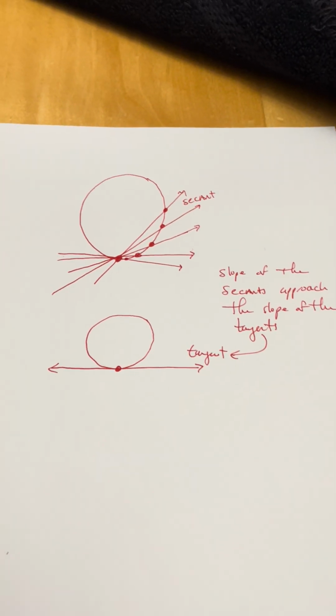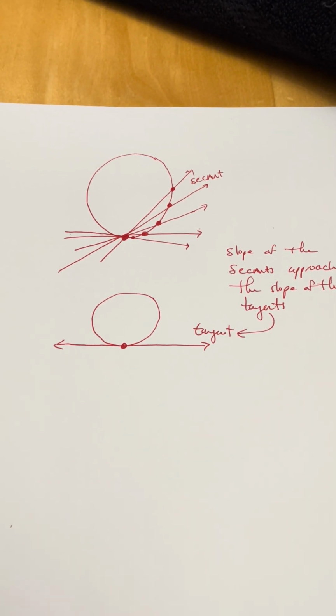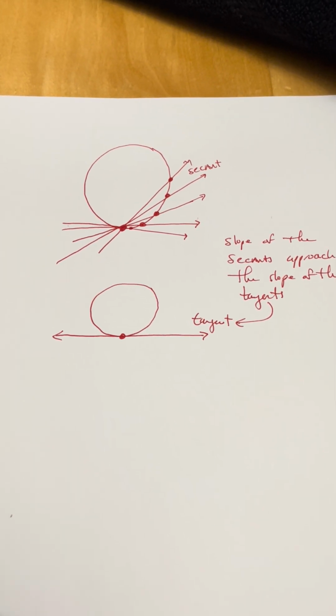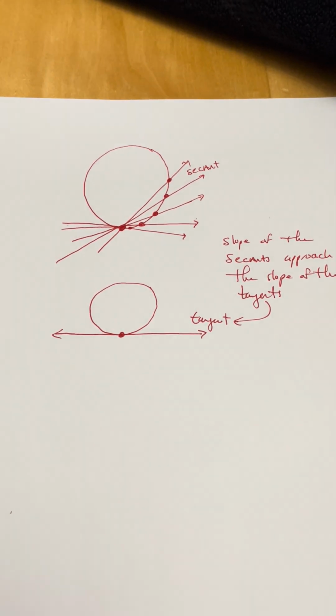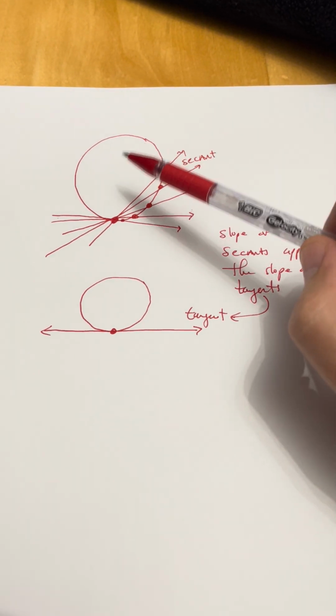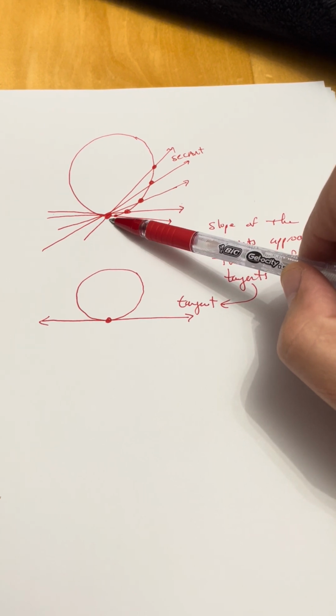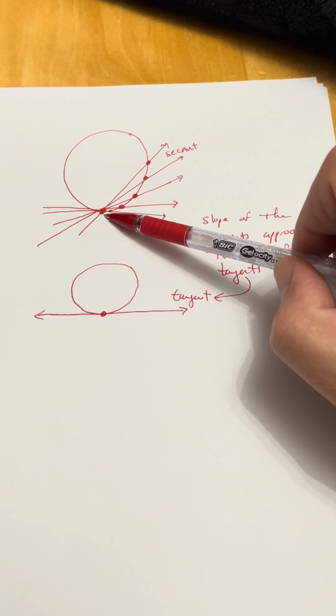Hi everybody. So first of all, we're going to do a problem that talks about the slope of a secant, but I kind of need to talk about what a secant is. And so what I've done is I've taken a circle and we're going to do everything off this point. This is our fixed point.